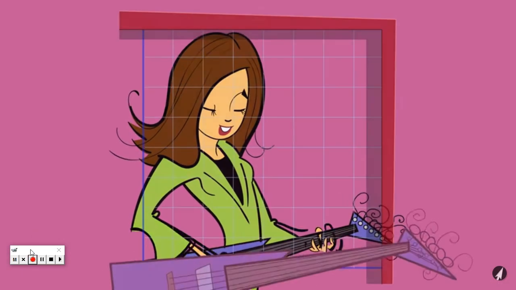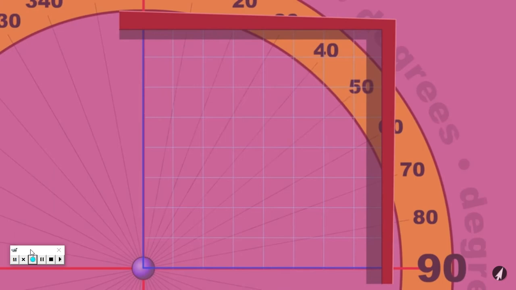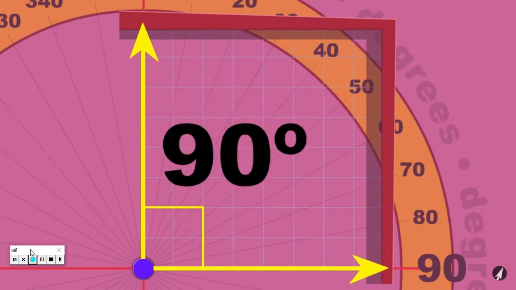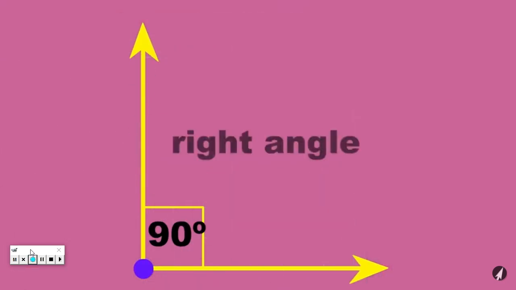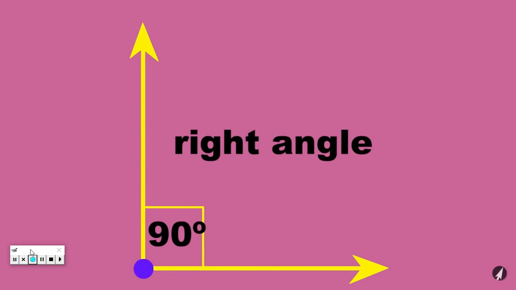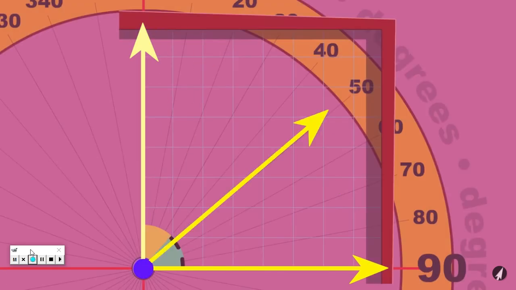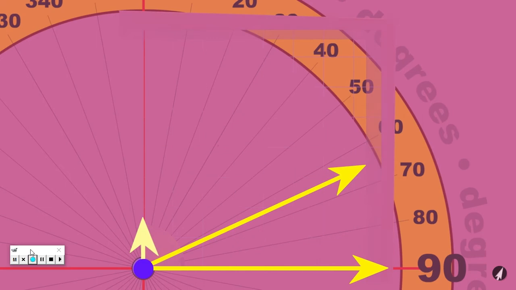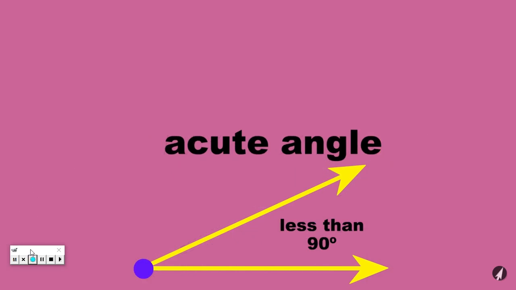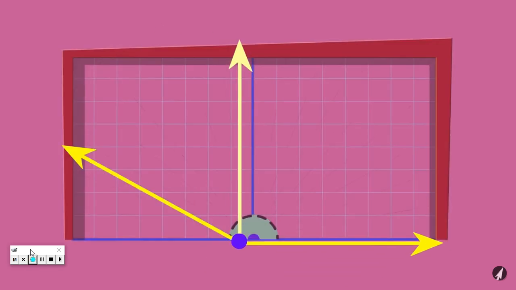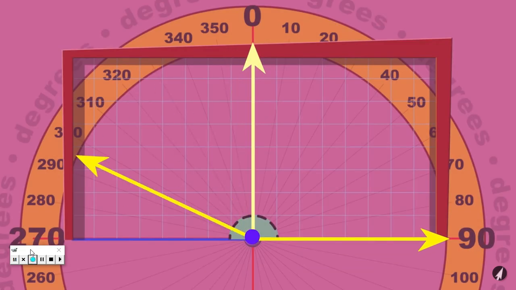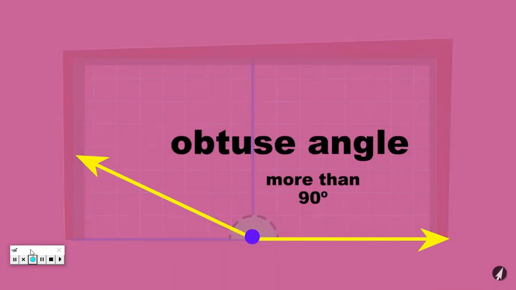An angle that measures 90 degrees is called the right angle. An angle that's less than 90 degrees is called an acute angle. An angle that's more than 90 degrees is called an obtuse angle.